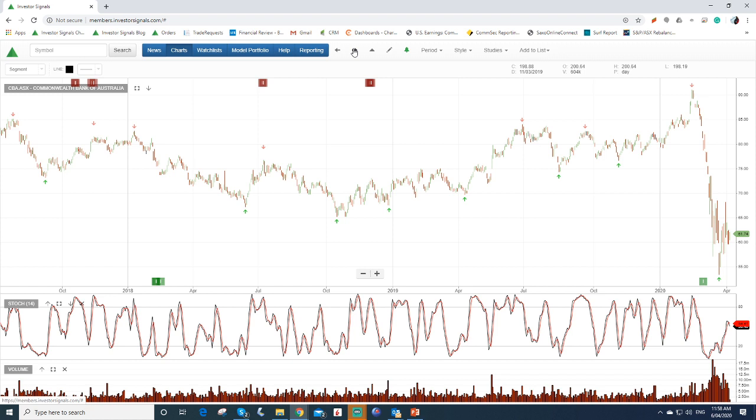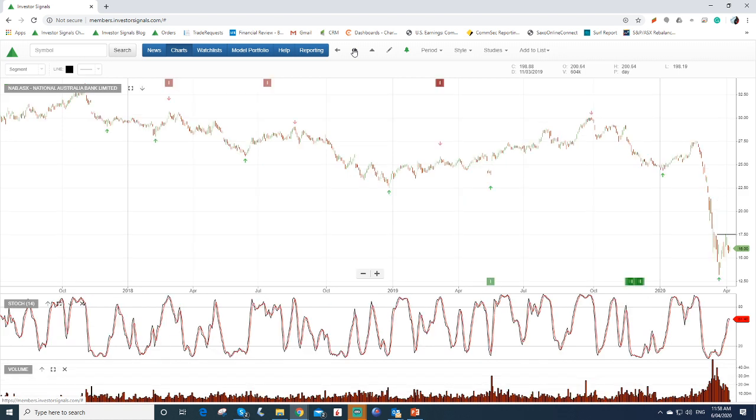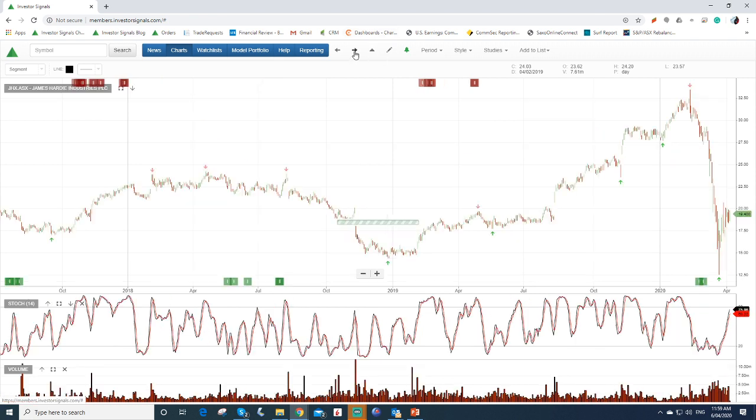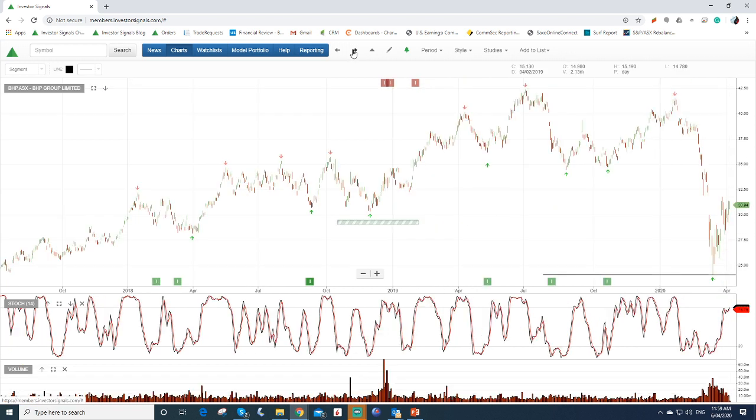CBA, we're going cautious on these banks. It's just difficult to really get a read through as to what the true impact to earnings are for the banks at the moment. NAB, for that reason, it's under buy conditions. There's a flag resistance there at 1750, and unless it can break through that, I'm still cautious on the banks for the time being. James Hardie found support there at 1250, so that's been a strong recovery.